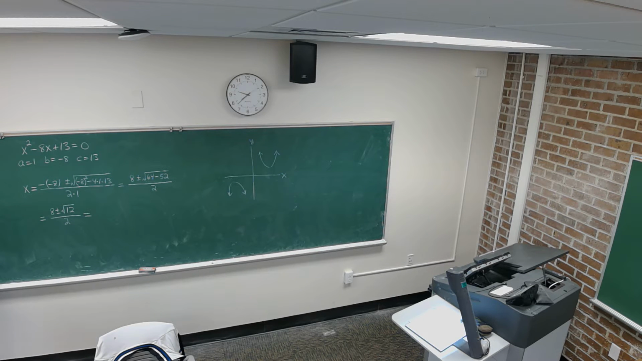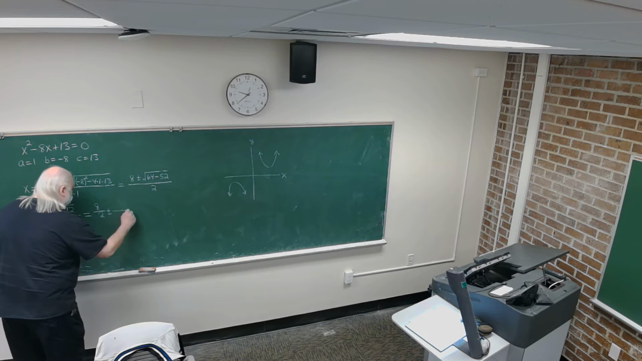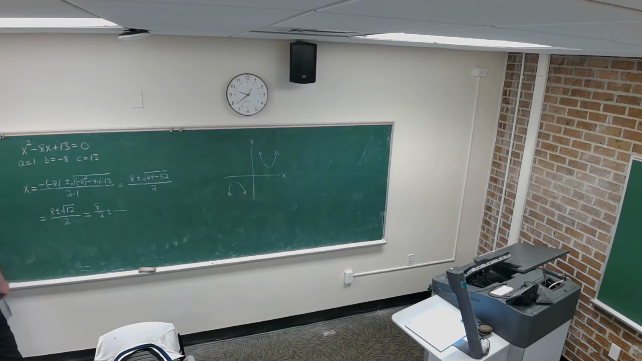Now, riddle me this, ladies and gentlemen. Remember, fraction bars are like division symbols. Does division undo addition and subtraction? No. So each of these terms in the numerator has to be divided by 2, not just the 8. So we have 8 divided by 2, plus or minus the square root of 12 divided by 2.